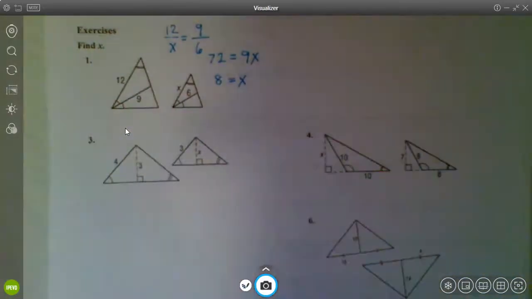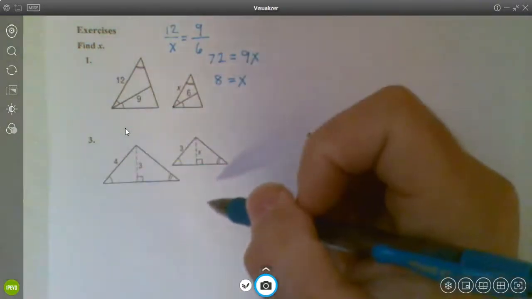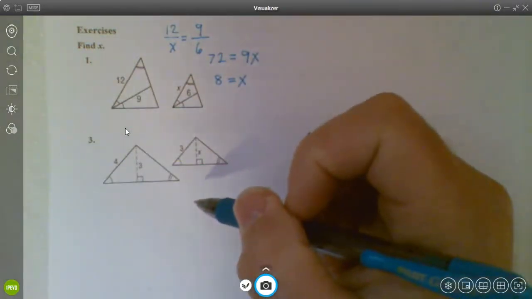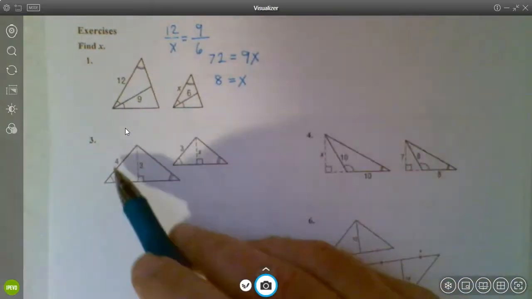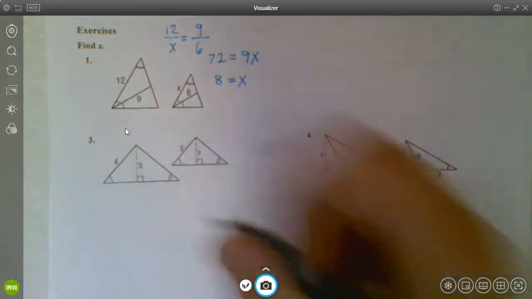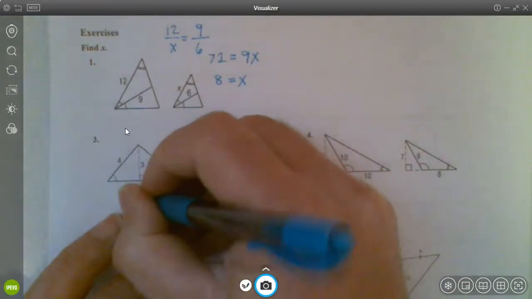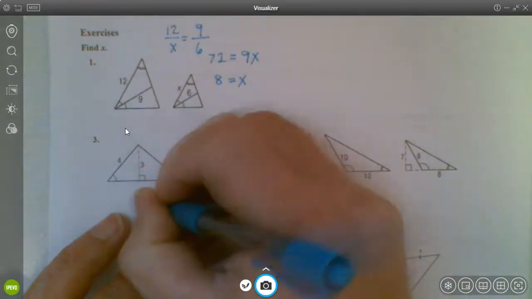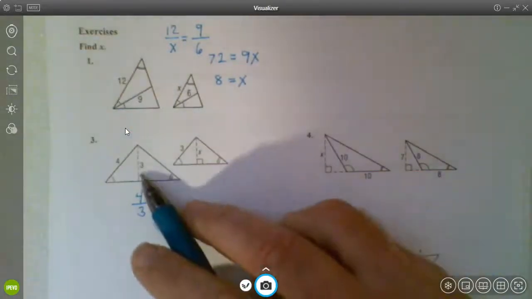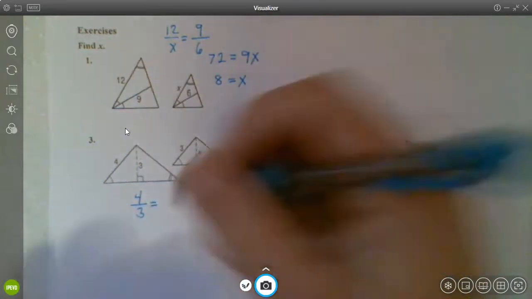So here's another one if you want to pause and try one on your own. So as I look at these, again, just being consistent in the way that I set these up, I know I'll be safe. So if I want to do left over right, so 4 over 3, then I can use this guy over this guy, 3 over x.